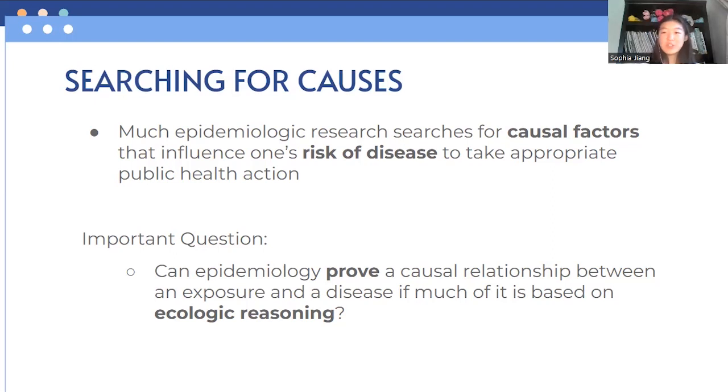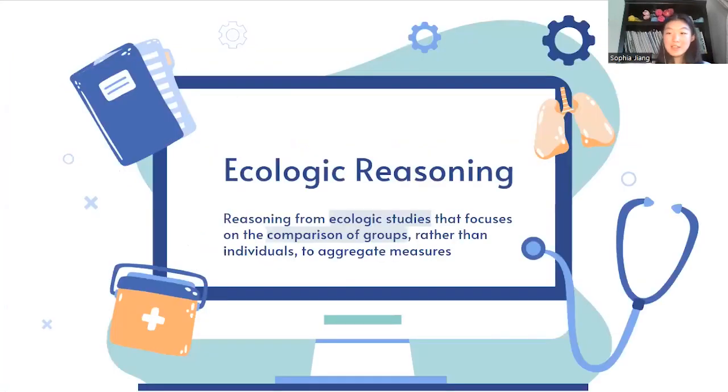Can epidemiology really prove a causal relationship between an exposure and a disease if much of it is based on ecologic reasoning? Now you might be wondering, what is ecologic reasoning? Well, first let me define ecologic reasoning. Ecologic reasoning is reasoning from ecologic studies that focuses on the comparison of groups rather than individuals to aggregate measures. So instead of looking at individuals, you would sort those individuals into groups and then compare the groups.